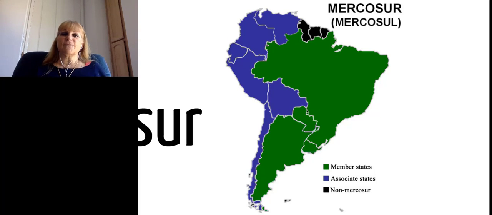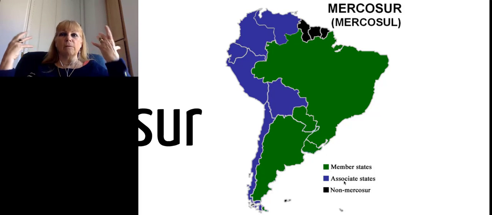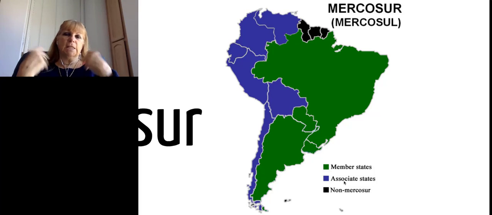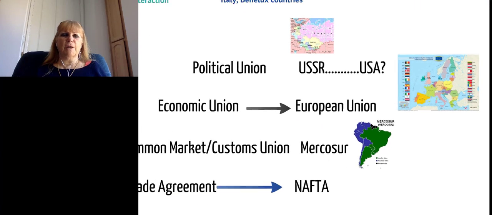It was so successful that virtually everyone else, Chile, Bolivia, Peru, Ecuador, Venezuela, and Colombia, have become associate states, and they're basically all treated the same. The only countries not Mercosur states are the three Guianas, French, British, and Dutch Guiana. I think in total there's probably 250,000 people there. They are minute countries. It's not economically worth their while to be part of that.